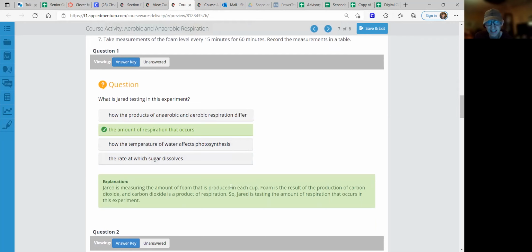What is Jared testing in this experiment? Well, we are testing the amount of respiration that actually occurs. And we're measuring that by measuring the amount of foam produced in each cup. More foam means more respiration. And foam is the result of the production of CO2. That's where all the bubbles are coming from.